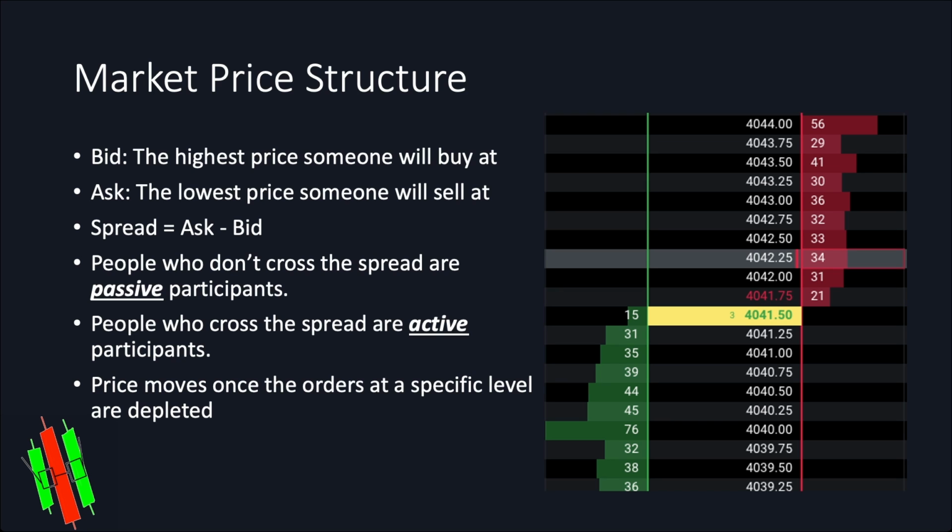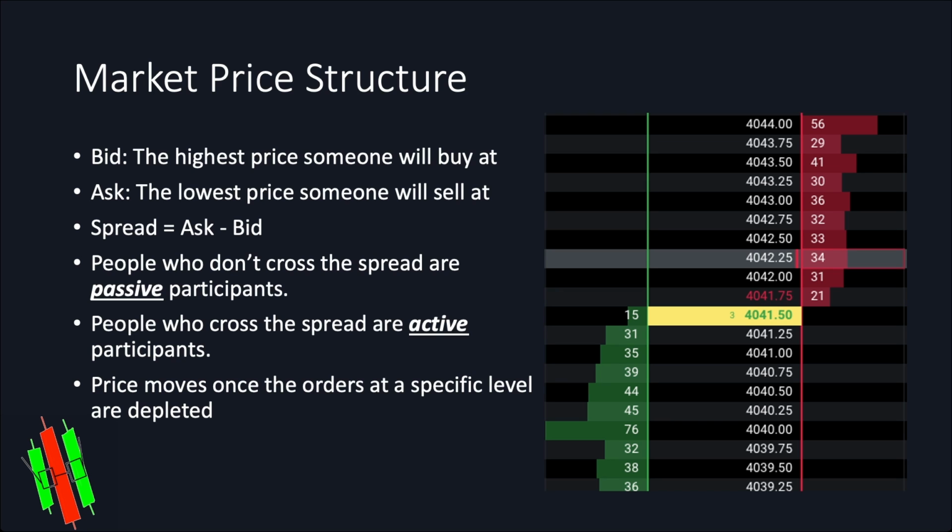However, people who cross the spread are called active participants, because they're placing orders to buy at the ask or they're placing orders to sell at the bid. They're depleting these already existing order blocks and causing the price to move in a direction, because once orders at a specific level are depleted, price will move in that direction.